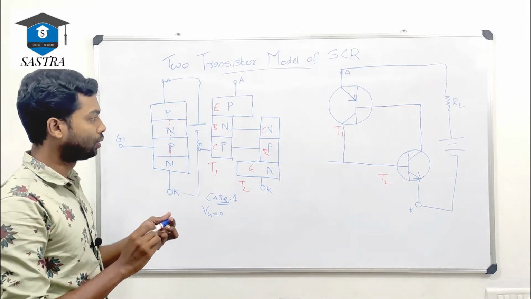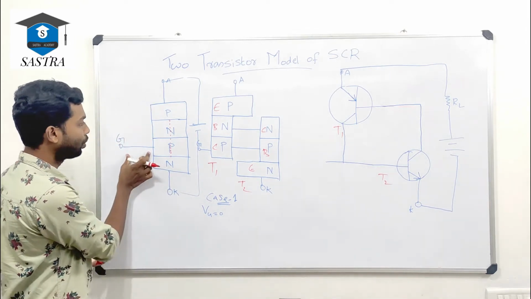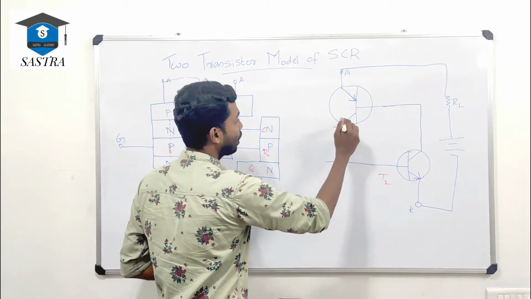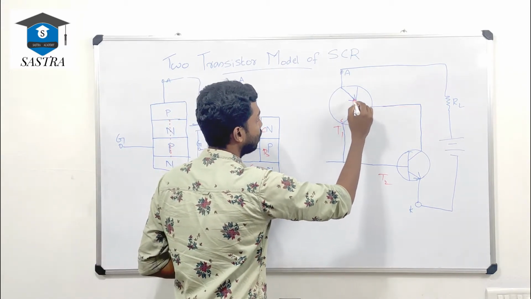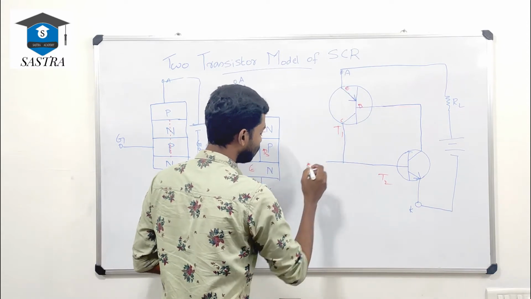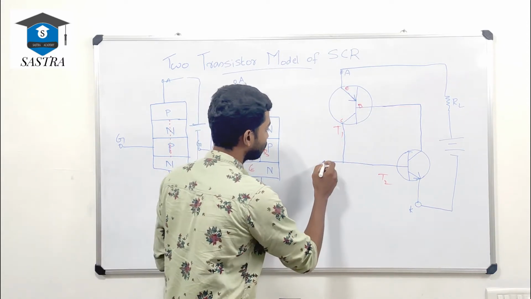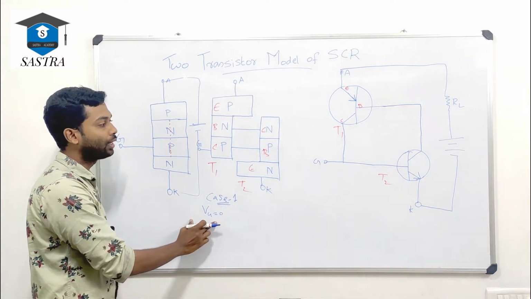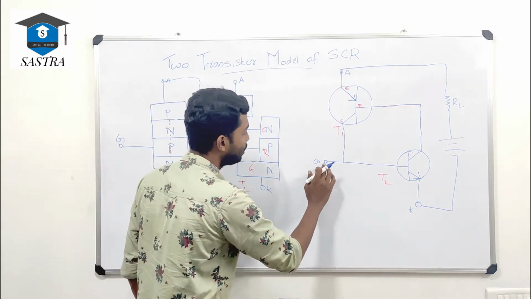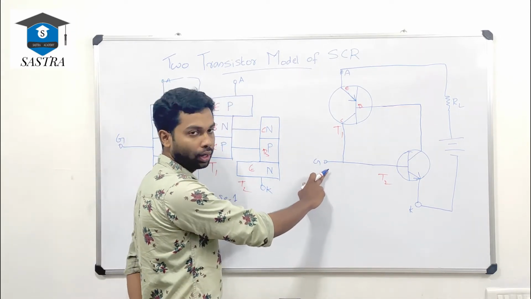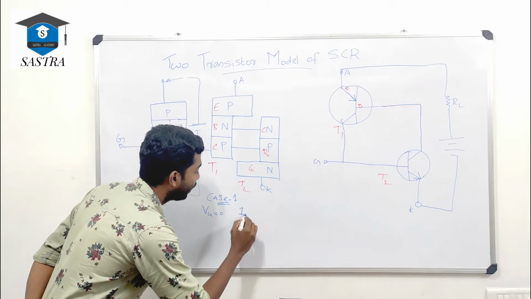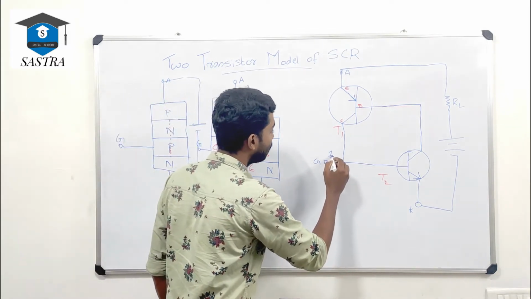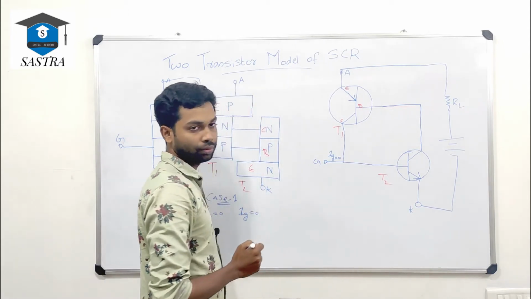The gate terminal is connected to the base of the second transistor. So this is the gate terminal. Case 1, the gate voltage is 0, that is VG is 0. Now, with the gate voltage 0, what happens? The gate current IG is equal to 0.